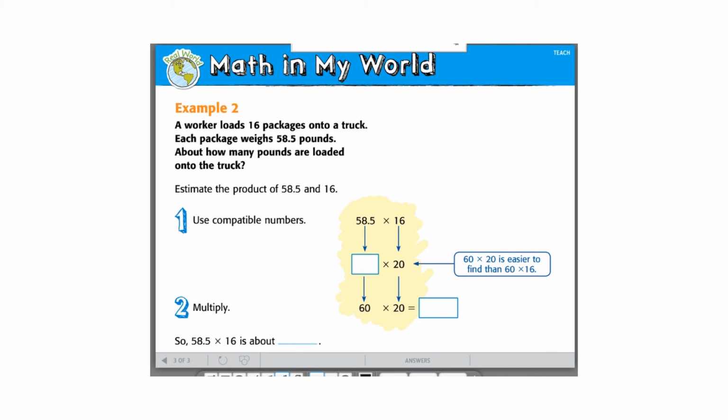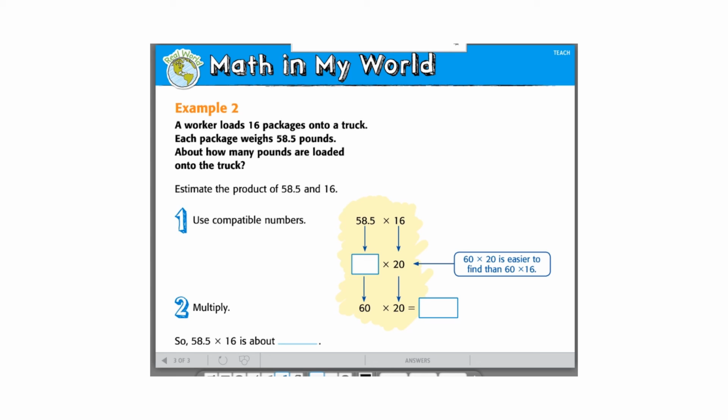Example number 2. A worker loads 16 packages onto a truck. Each package weighs 58 and 5/10 pounds. About how many pounds are loaded onto the truck? So the product of 58 and 5/10 and 16.